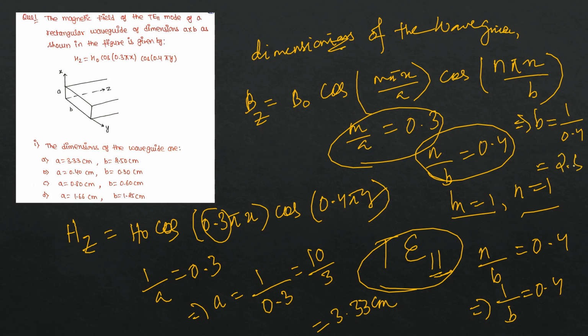How much? 2.5, I think. Right? 2.5 centimeter. Yeah. So this is the answer. Option A is the answer. A is 3.3, B is 2.50. Okay. We just use the concept what?